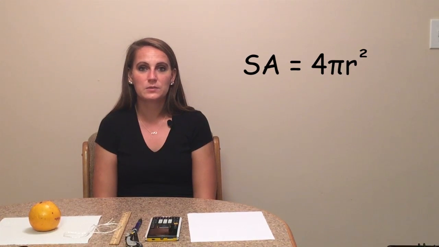Where does the surface area formula for a sphere come from? Surface area equals 4 pi r squared is the formula for our sphere as far as its surface area goes.